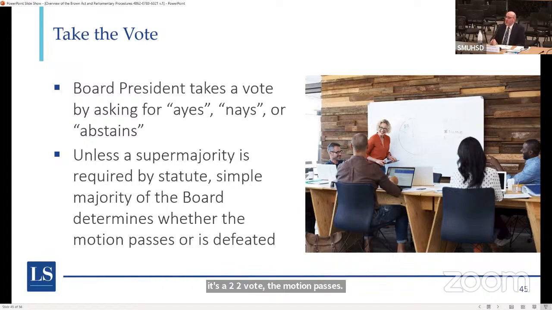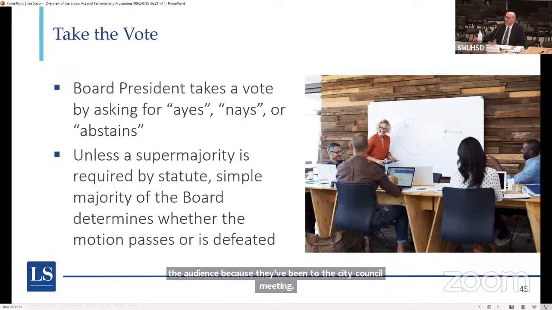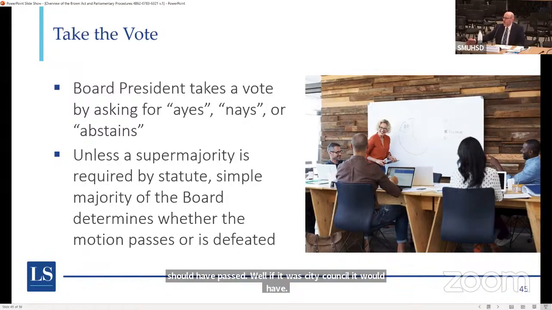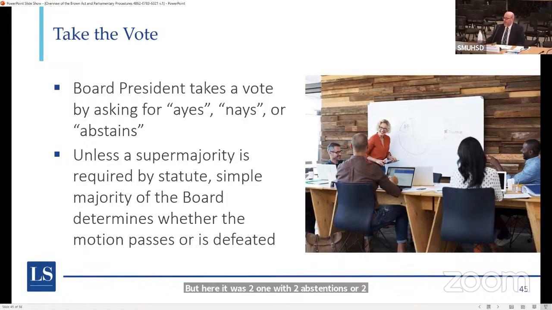And it's important for you to know that, because you'll get people who don't understand that in the audience because they've been to the city council meeting. And so why didn't that motion pass? It was 2-1. It should have passed. Well, if it was city council, it would have. But here it was 2-1 with 2 abstentions or 2 absent, didn't pass. So that is a difference to be aware of.